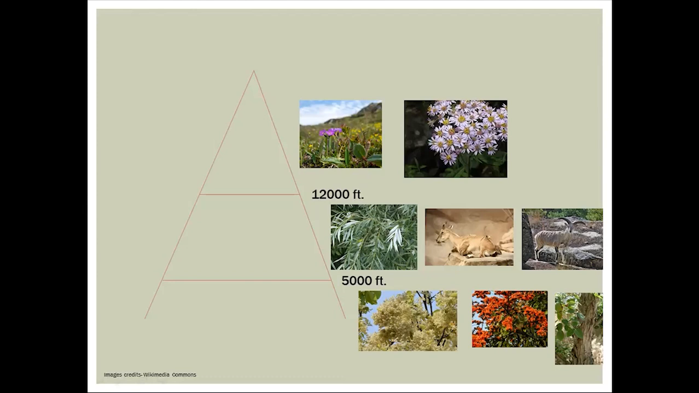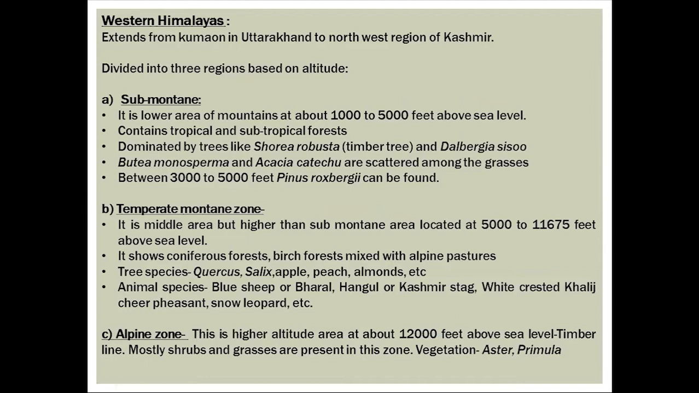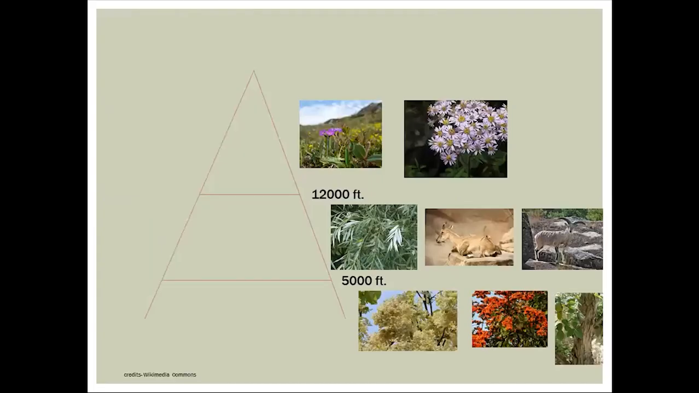Then the last region is the alpine zone. Alpine zone is at a higher altitude. We have discussed this that about 12,000 feet, alpine zone is present, where mostly the vegetation is in the form of shrubs and grasses. So plants like aster and primula can be seen in the alpine zone.